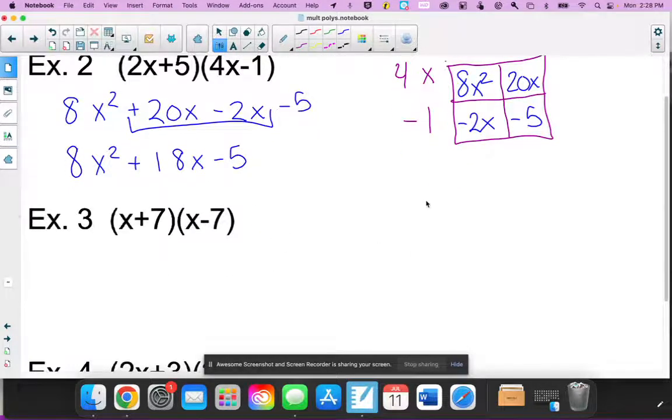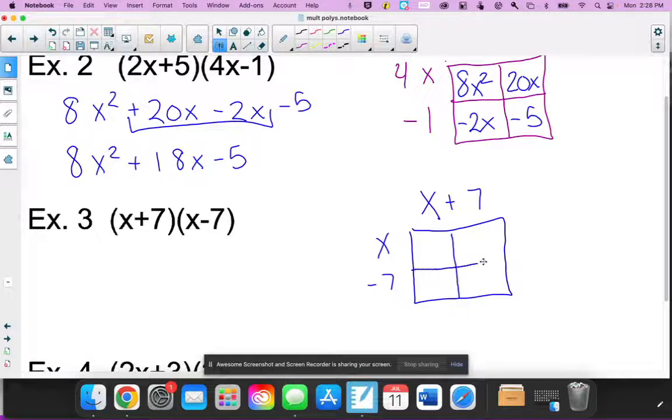All right, so let's try the next one. x plus 7 is my length. x minus 7 is my width. And again, you can swap them. It does not matter which one you put on the top and which one you put on the side. The length and width can be interchangeable as long as you multiply them.